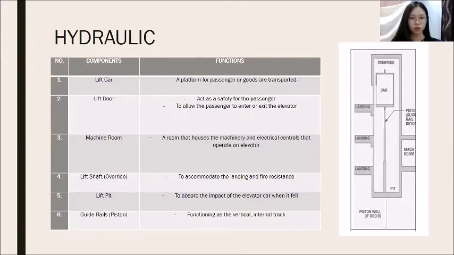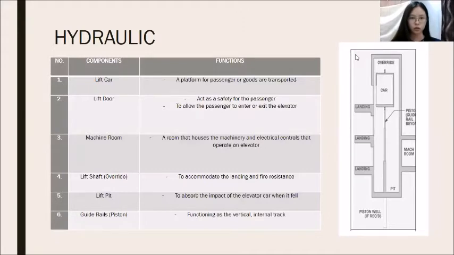The piston functions as the vertical and internal track. The machine room is a room that houses the machinery and the electrical control that operate an elevator. The machine room is located at the lowest level, adjacent to the elevator shaft.